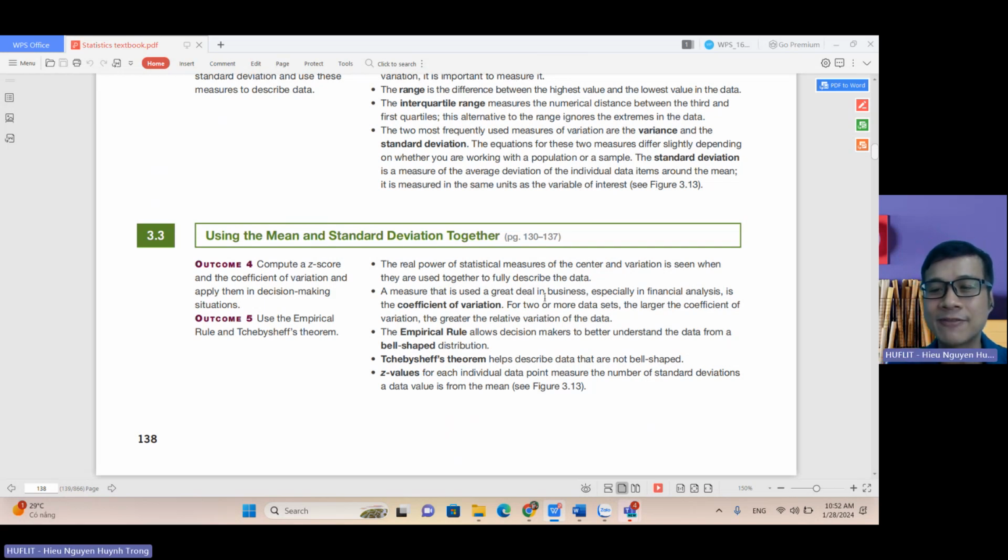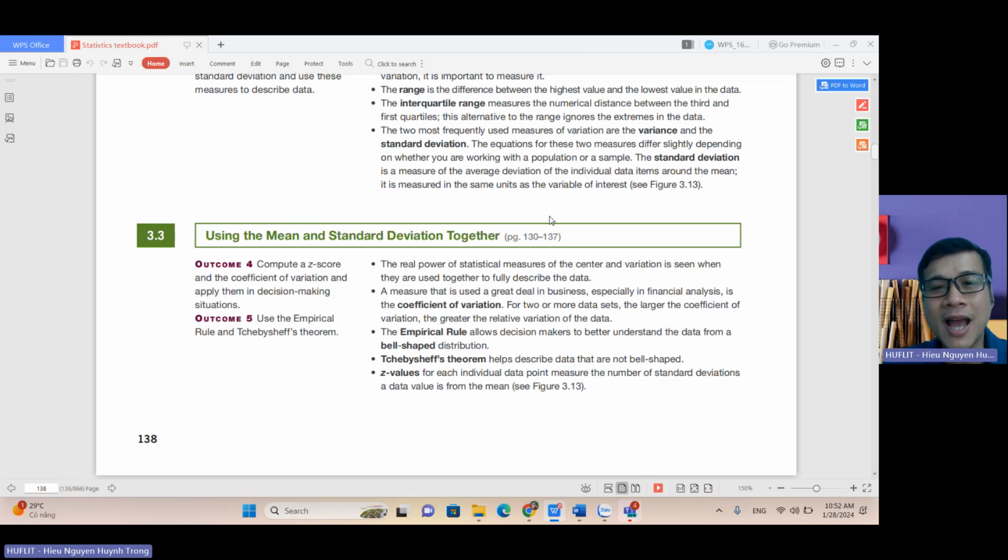And then we have the coefficient of variation. So the coefficient of variation is a measure that will tell us about the ratio of the standard deviation compared to the mean, expressed in terms of percentage. So take a look at the formula.